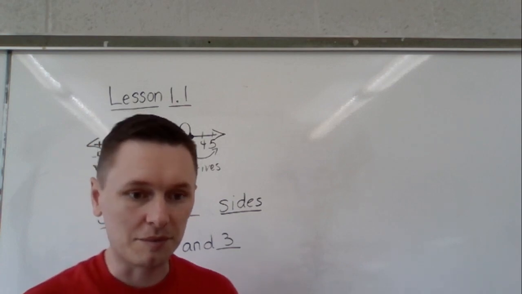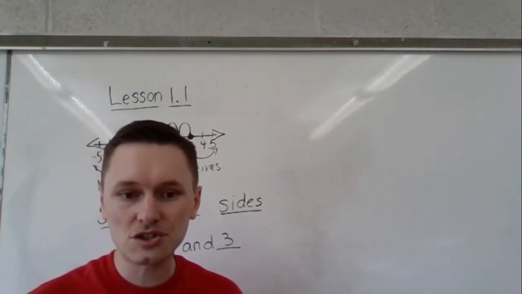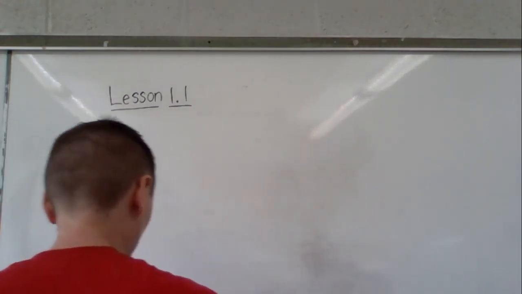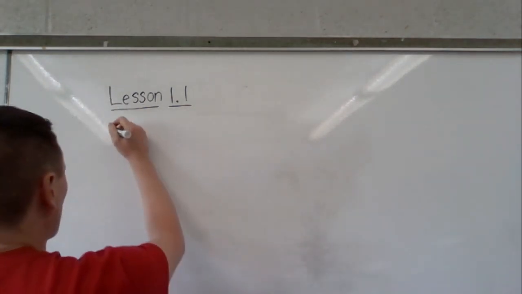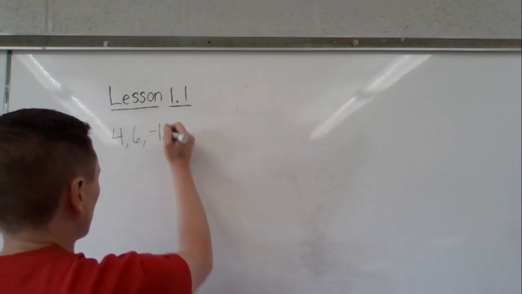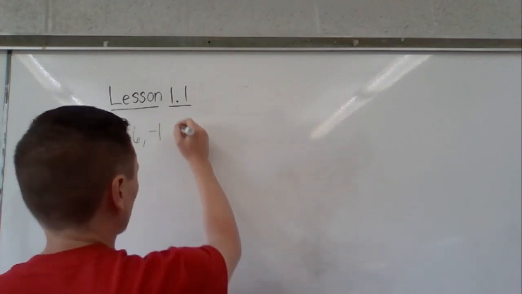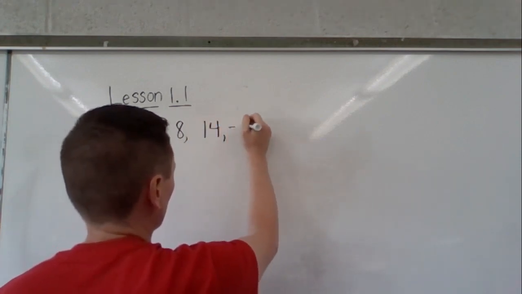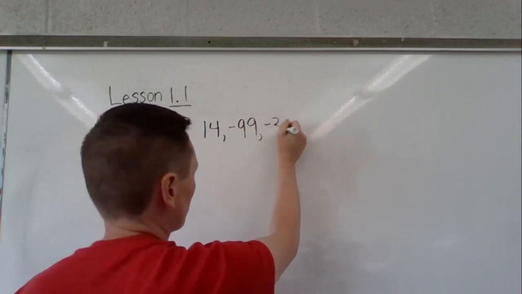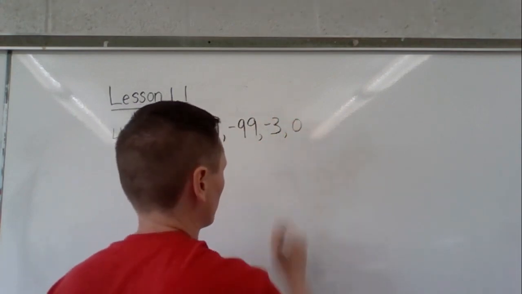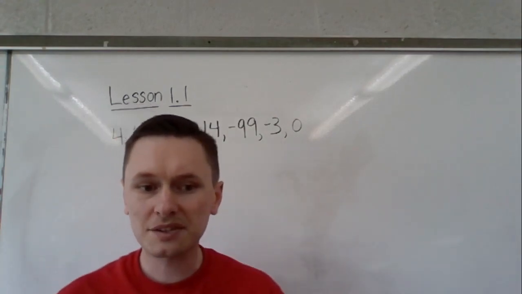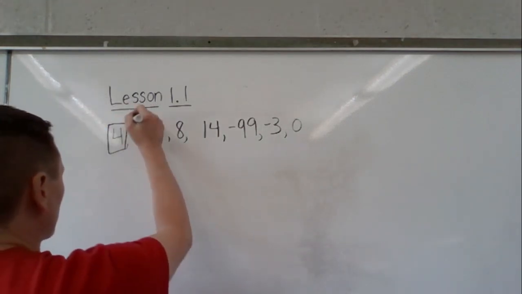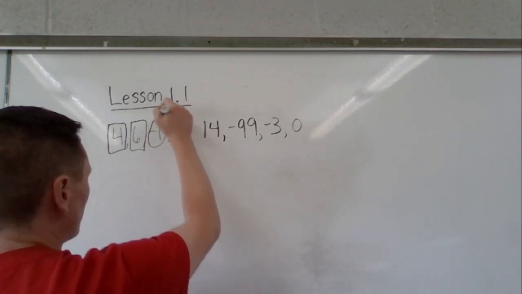Okay, so let's look at our first example. I want you to box the positive numbers and circle the negative numbers. I'm going to box the positive numbers and we're going to circle the negative. So I have 4, 6, -1, 8. Then we have 14, -99, -3, and 0. So we're going to box the positive numbers and circle the negatives. I'm going to box in all the positives, circle my negatives.